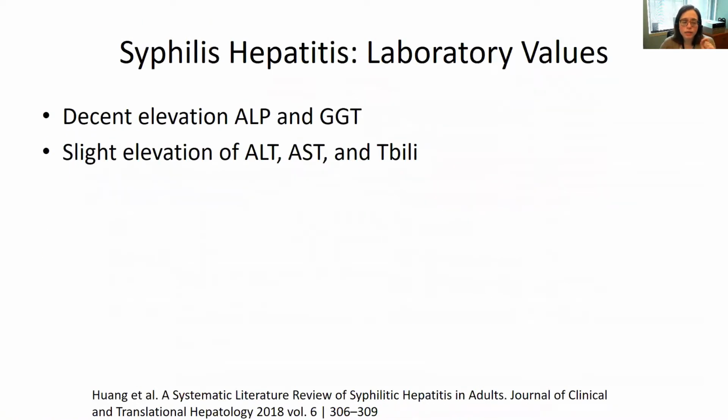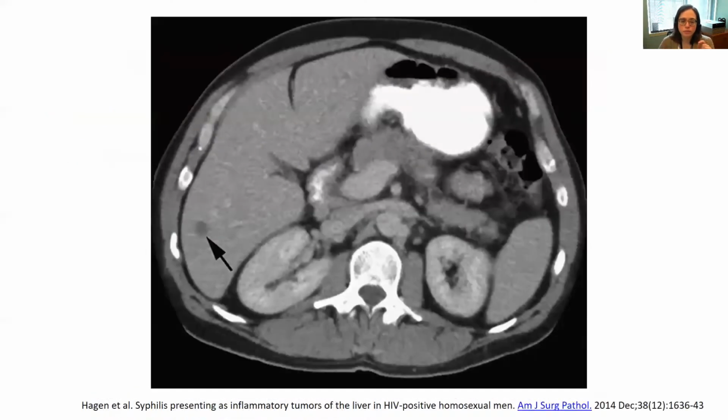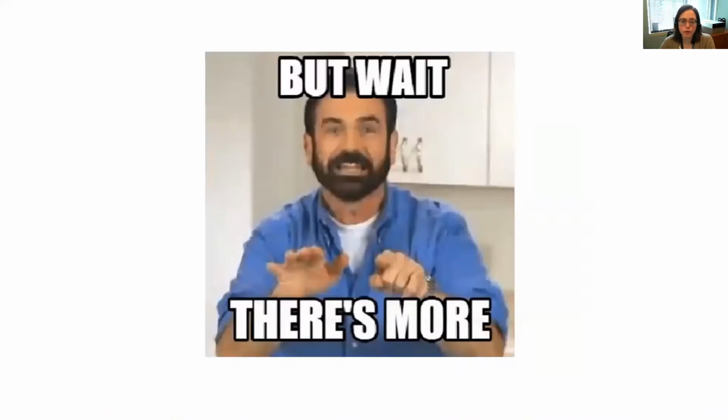The one thing to note is that in patients with syphilis hepatitis, they're only going to have a slight elevation in ALT, AST, and T-bili, but they will have a decent elevation of ALP and GGT. So syphilis tends to be biliary-centric as opposed to attacking predominantly your hepatocytes. And our colleagues at Mass General a couple of years ago published a nice paper in the American Journal of Surgical Pathology documenting that patients with hepatic syphilis can present with mass-forming lesions in the liver that can be clinically concerning for malignancy. And this is one of the examples that they presented in their paper.